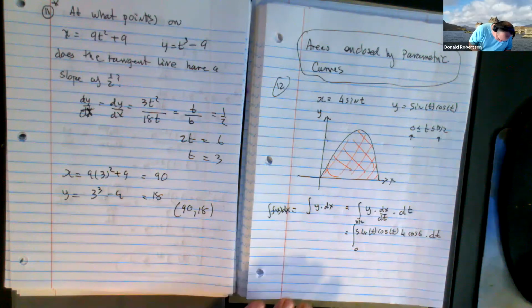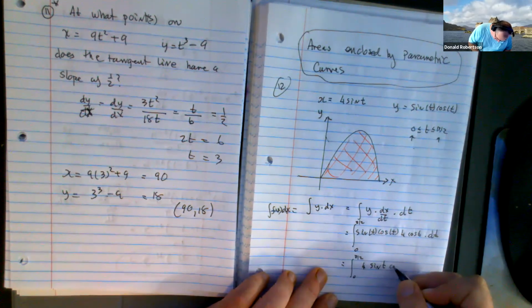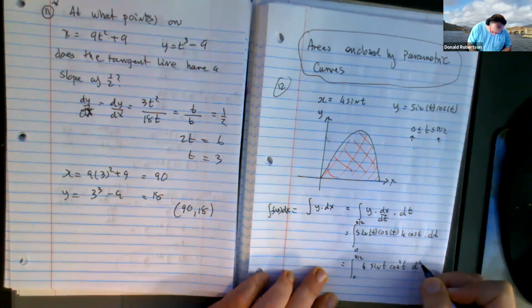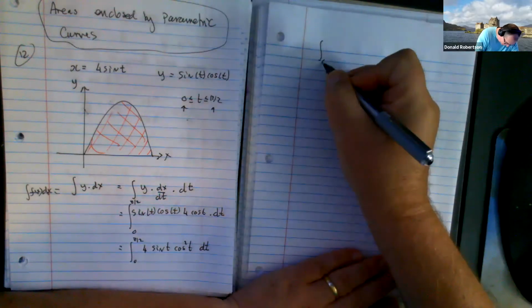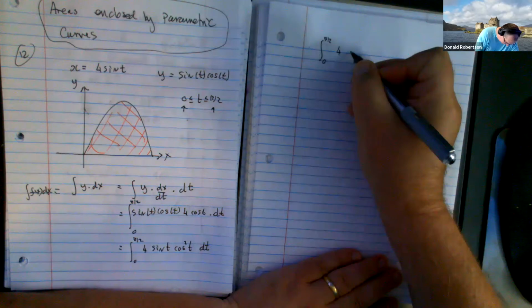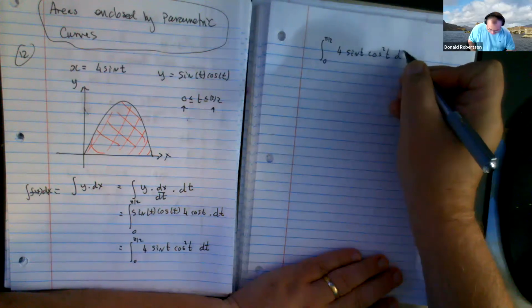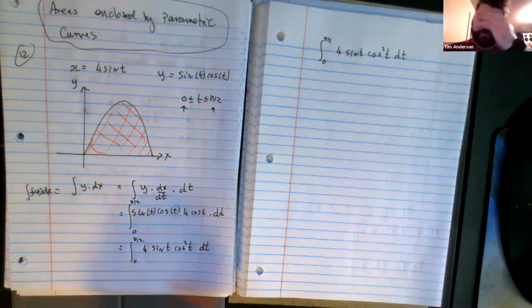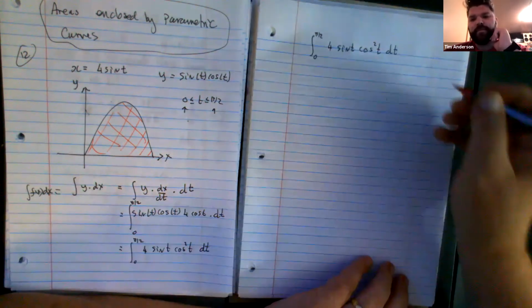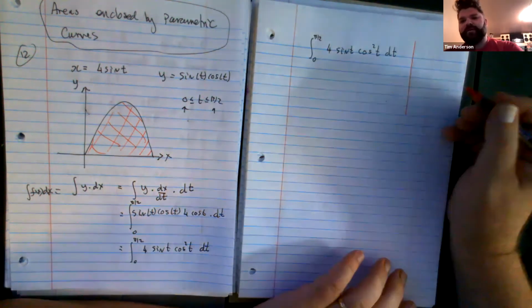Now I'm going to rearrange this integral quite a bit. It's going to be 4 sine t cos squared t dt. And I'll rewrite it up here because I need room. Could we use the double angle trig rules to make the cosine go away? You could try, but it wouldn't help.